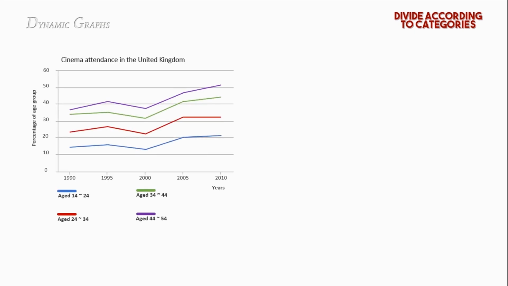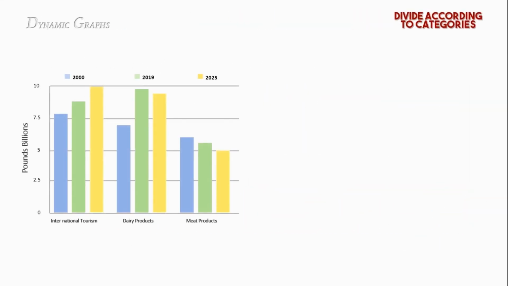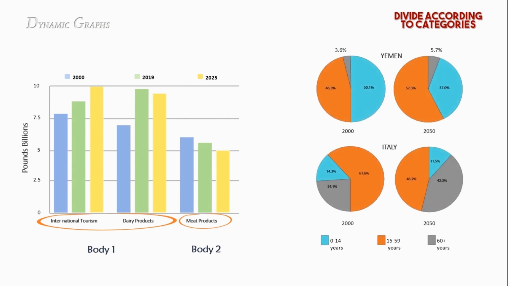The last strategy is to divide the data according to categories. In the line graph, we divided it according to the given age groups. The two youngest in body 1 and the two oldest are in body 2. In the table, we put the first three categories in body 1 and the last four categories are in body 2. Additionally, for this bar graph, we put international tourism and dairy products in body 1 and meat products for body 2. Meanwhile, in the pie graph, Yemen is in body 1 and Italy is in body 2.